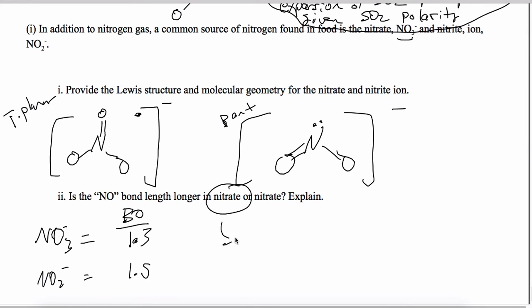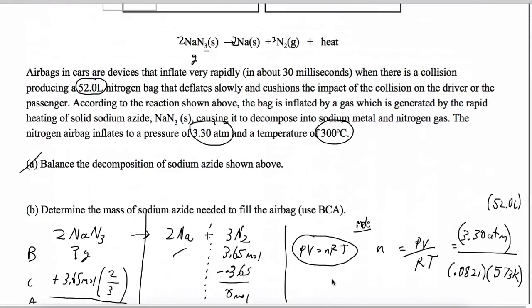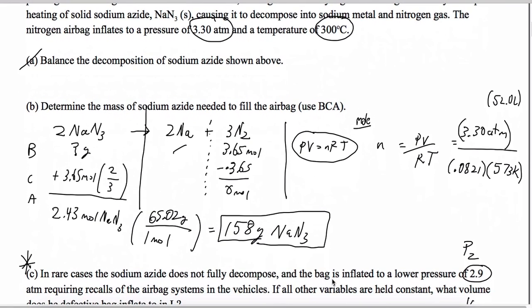So nitrate, it's got a lower bond order, thus less bond overlap and a longer bond. Okay, so that concludes this. When we look at these things, there's a couple things I want you to point out. In terms of the gases, yes, we didn't do that many gas stoichiometry problems in class, but we've done a lot of BCA, and we know with BCA we need things in moles. PV equals nRT has an n in it, so it's a perfectly reasonable way to get moles.